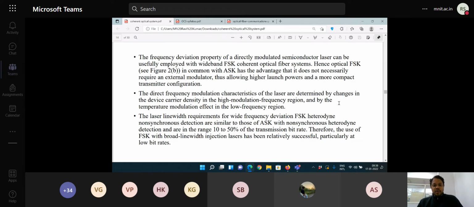So this is more or less successful, particularly at low bit rates. So low bit rates here refers to something around 1 Gbps.